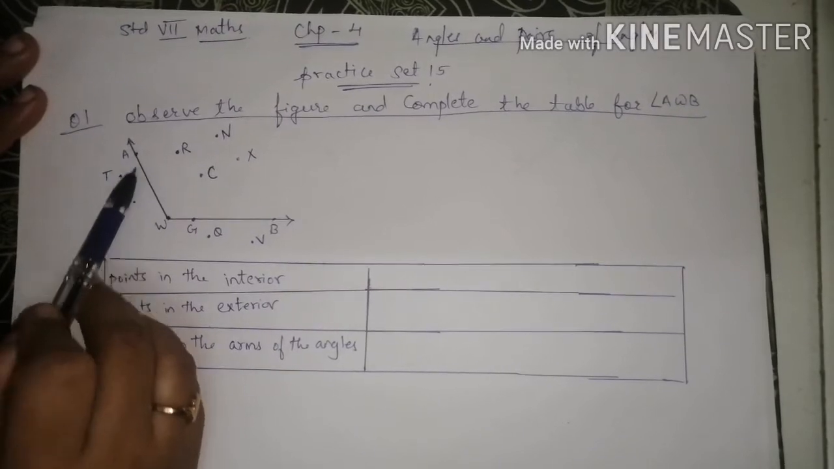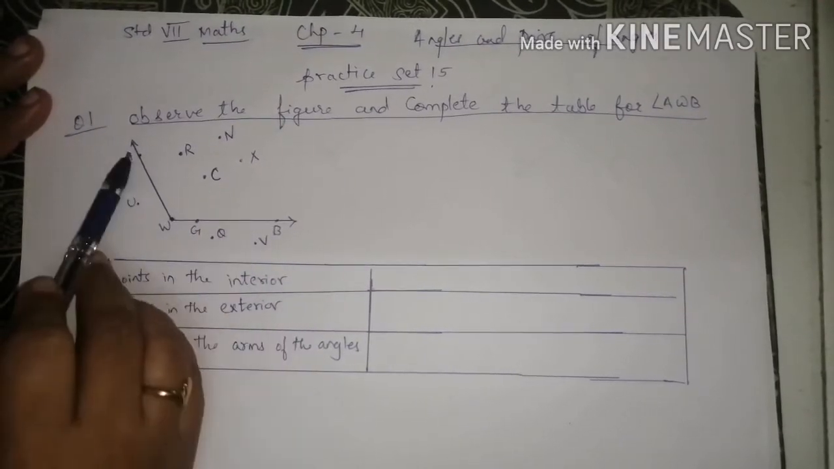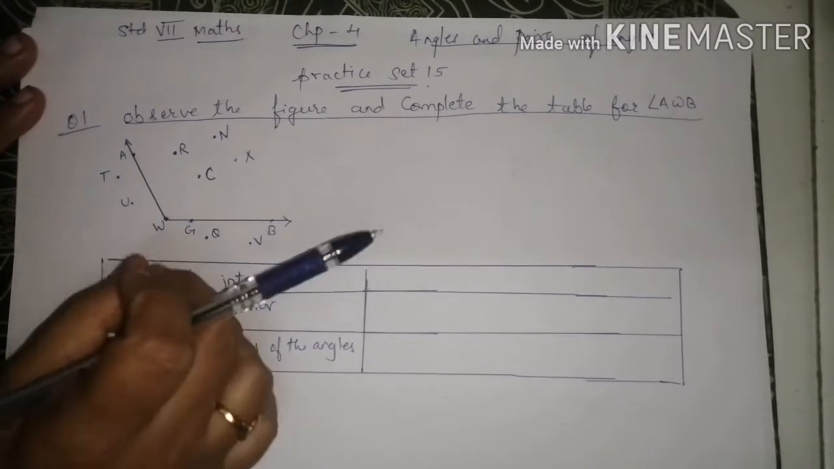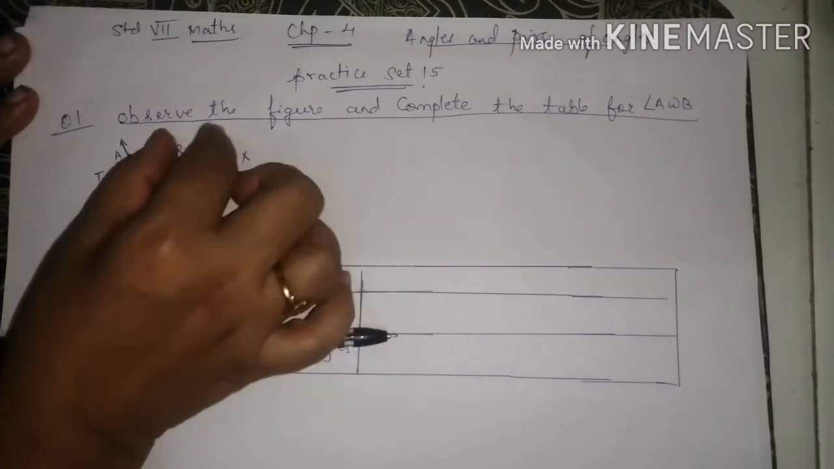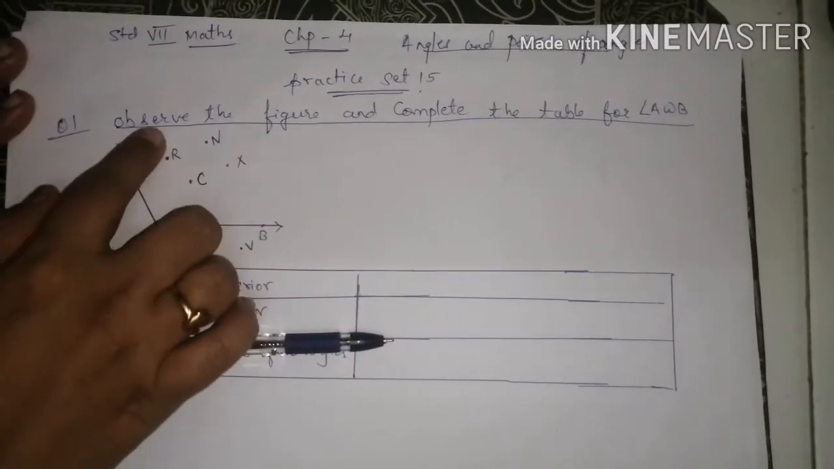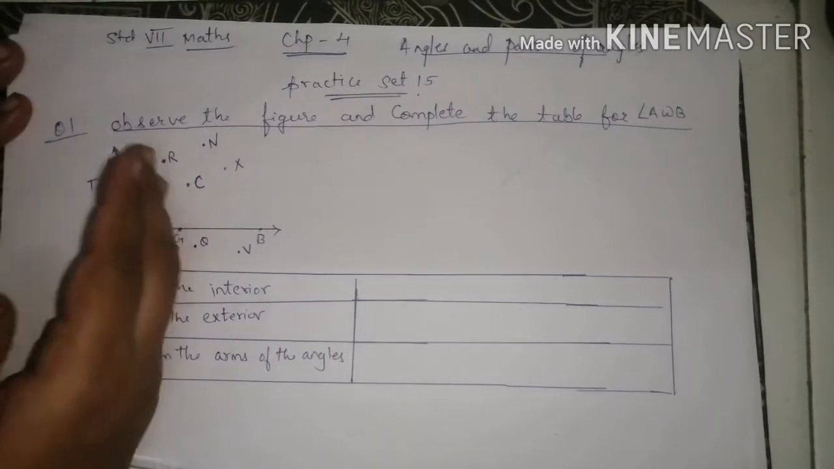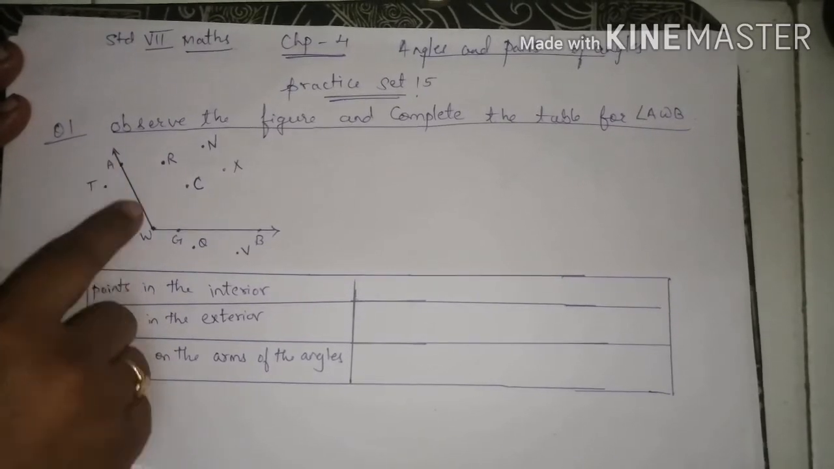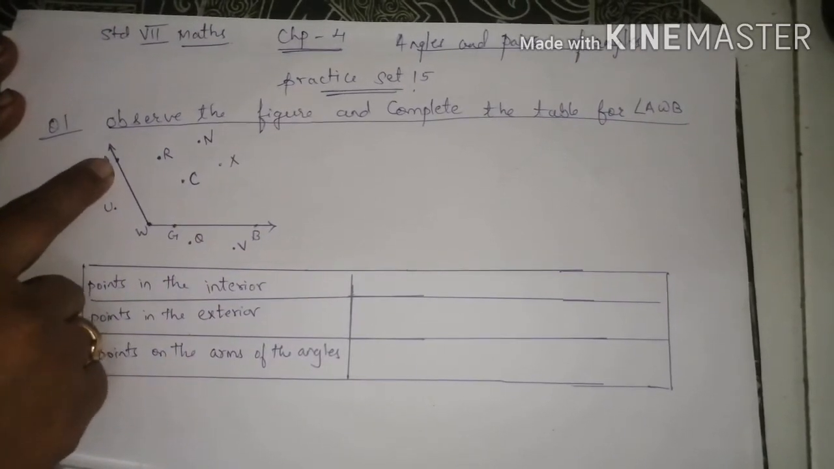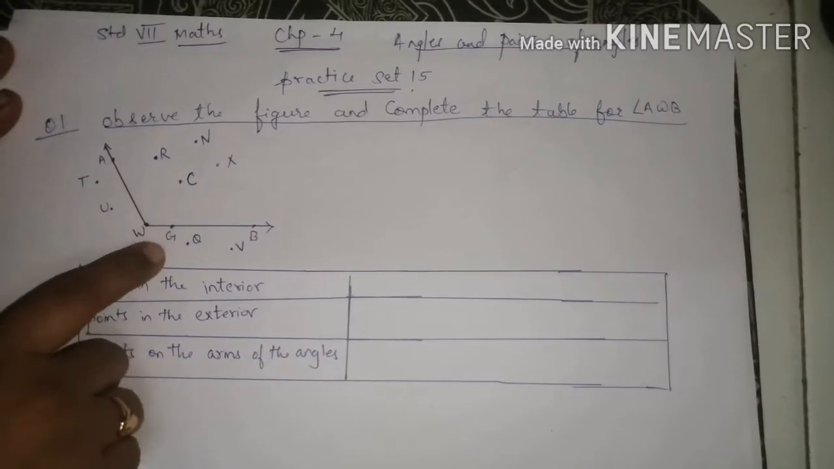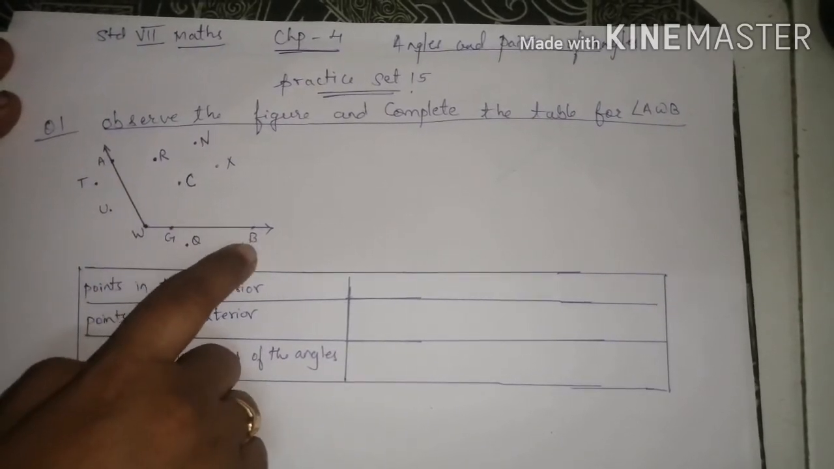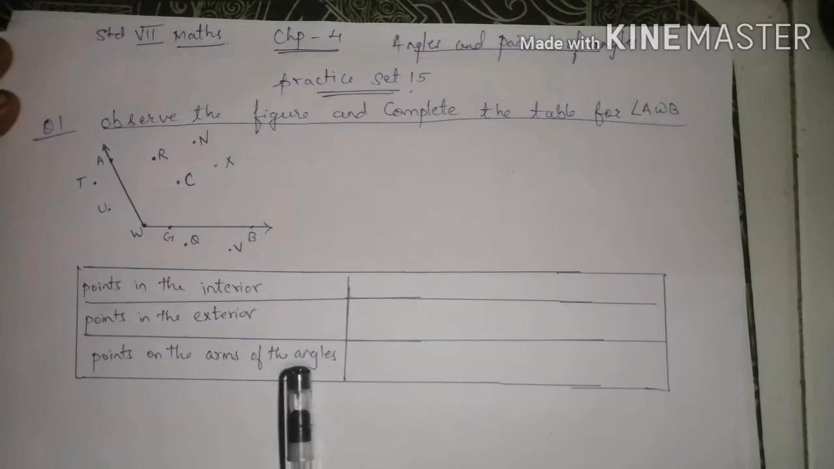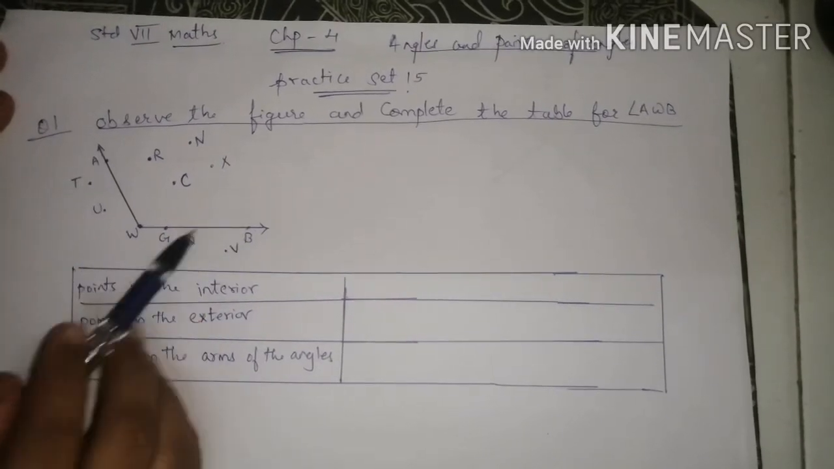So these points, point A, point W, point B, are on this angle. These two are called the arms of the angle. Some points are inside this angle, R, C, and X, so that will be called the interior. Some points are outside this angle, so they are called the exterior of the angle. Some points are on the arms of the angle, like point A, point W, and even point G is on this arm, point B. So we have to write points in the interior, points in the exterior, and points on the arms of the angle. So this is the angle.